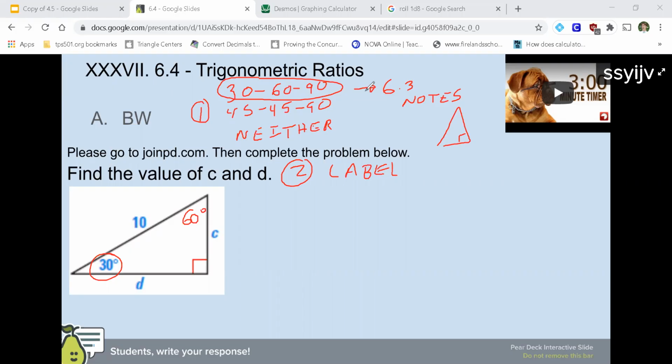All right, so can anyone tell me which of these is the short leg? The side, yeah, C. Yeah, you're very good. Let's rewrite that. C. That is the short leg. Why is that the short leg?